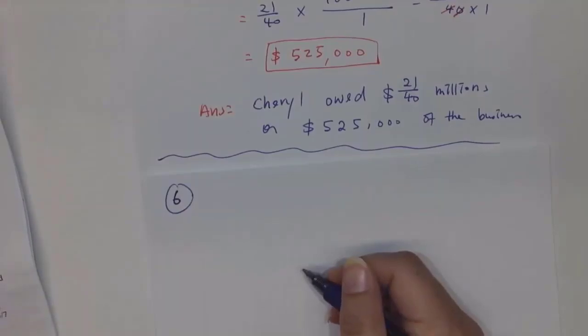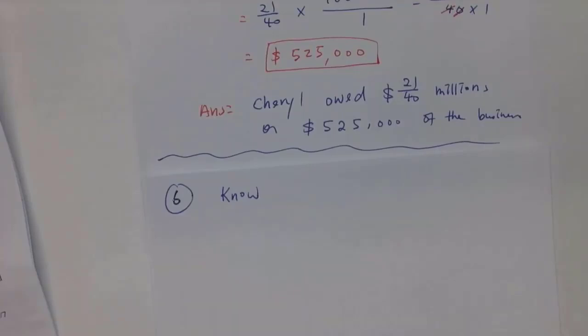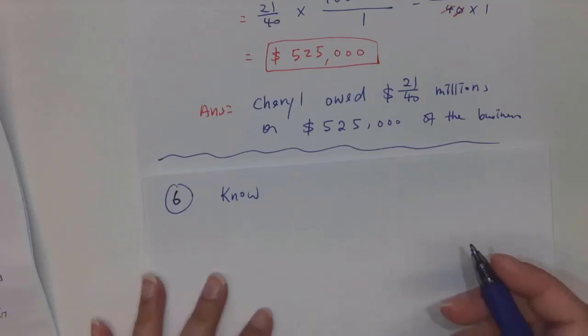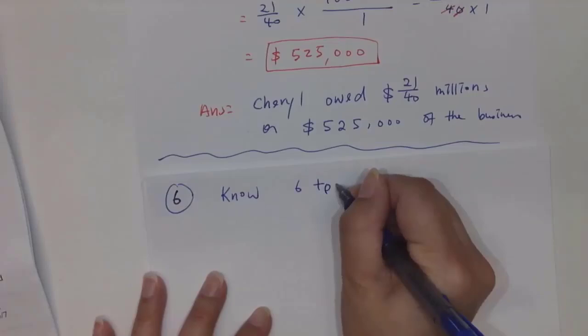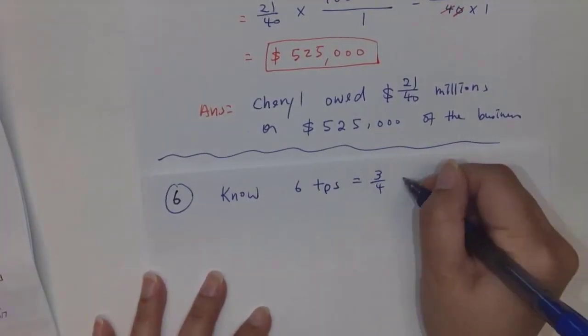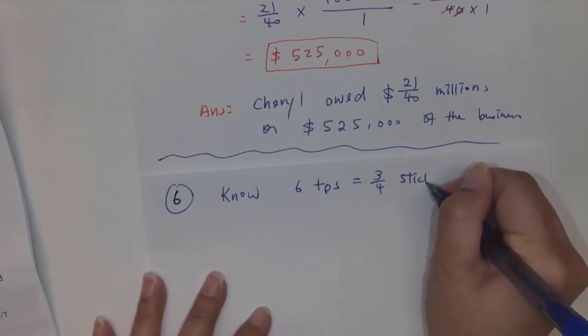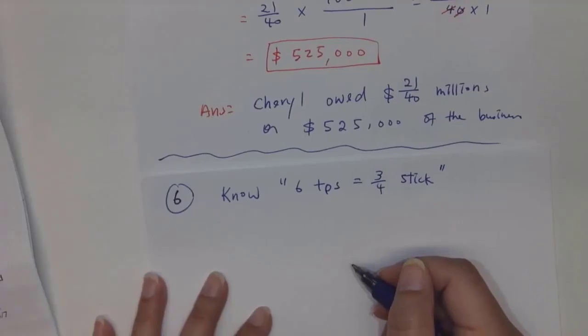Okay, so let's write down what we know. Number 6, what do we know from the question? If you have your cell phone on the desk, please put it away or flip it at least, because it's going to distract you easily. What do you know? Tell me one more time. There were 6 tablespoons, equal to 3/4 of a stick. Okay, and they need to find what? How much was the whole stick.